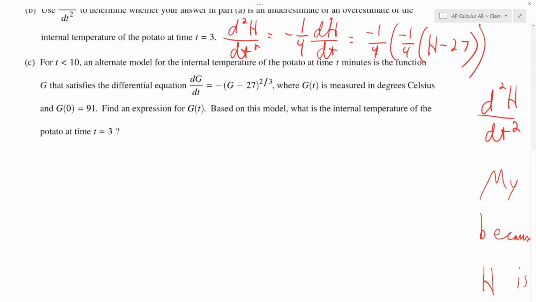And then for C, which I think is a little unusual, they give you a whole new equation, and they basically ask you to solve for g. And the only way we solve differential equations is by separating and integrating, okay?